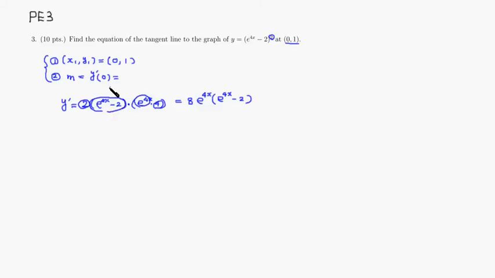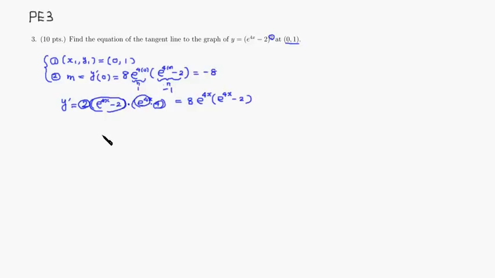Then all you have to do is plug in x equals 0. So you have 8 times e to the 4 times 0, and times the quantity e to the 4 times 0 minus 2. e to the 0 is 1, so this guy is 1, and also this guy is 1, so 1 minus 2 is actually negative 1. So you have negative 1 times 8, so it's negative 8.